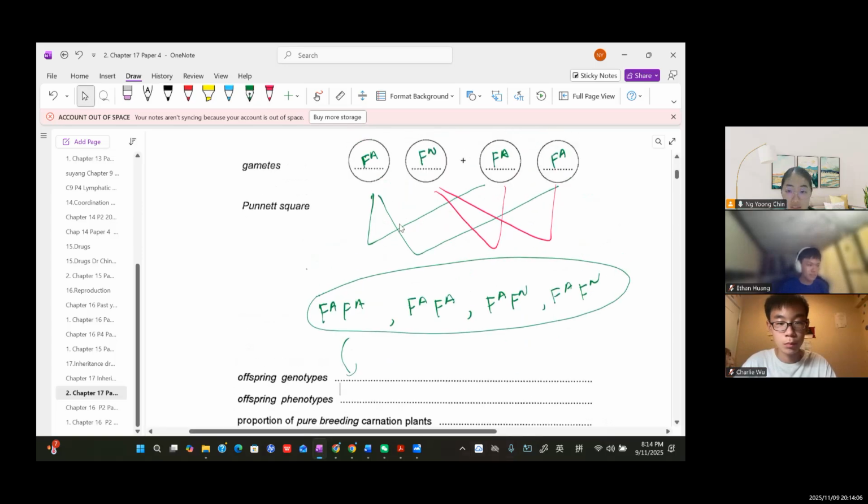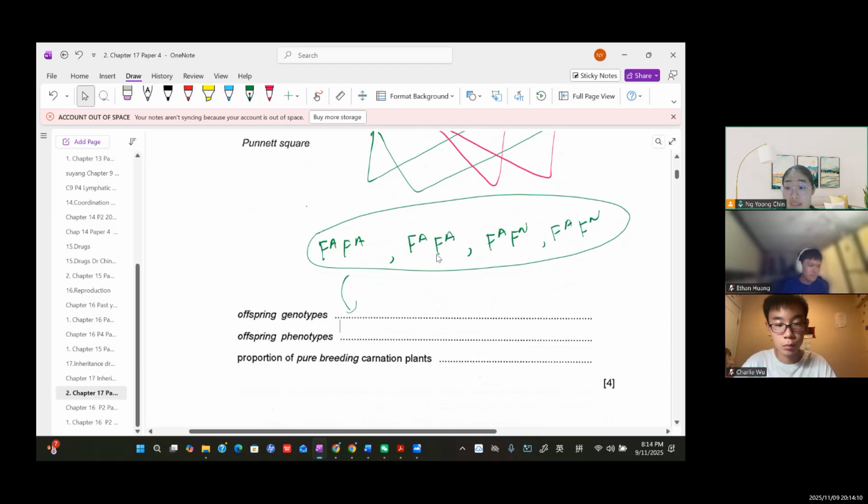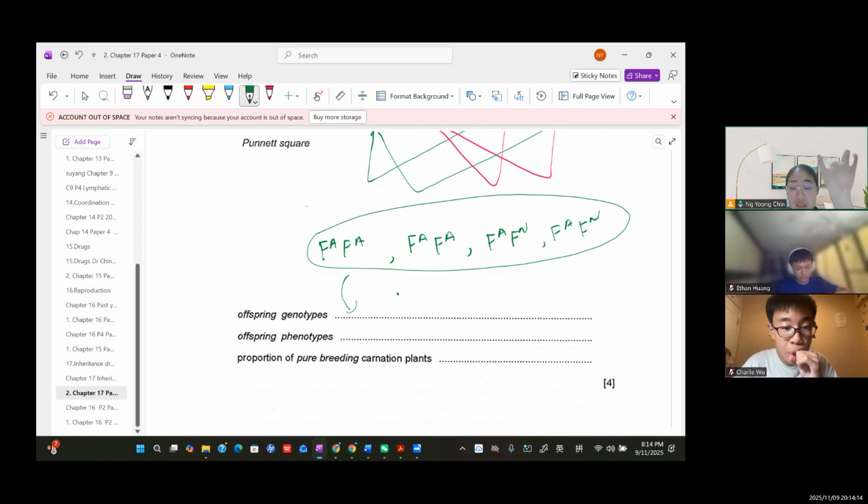So the gamete is like this, okay? And then the offspring genotype, you should summarize. So you will have this one. Just write 2, enough for you already. Then another one will be this one, FA, FN. So half of them, about 50 to 50%.